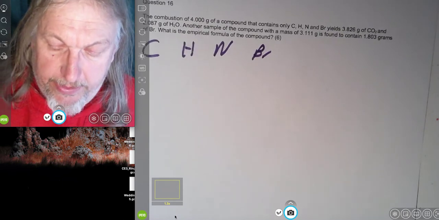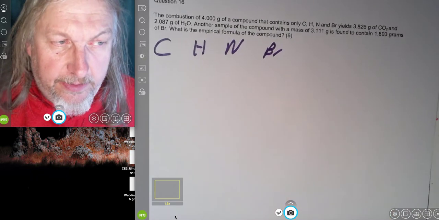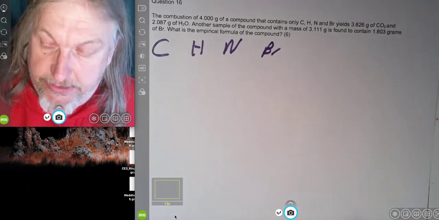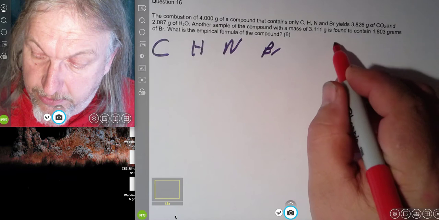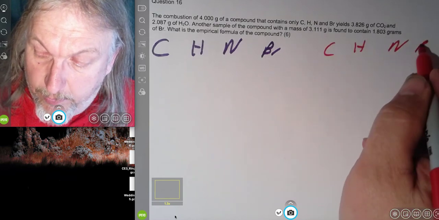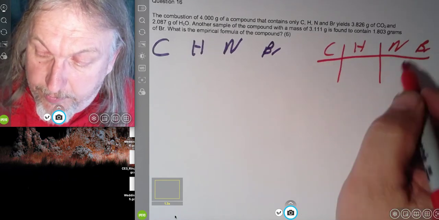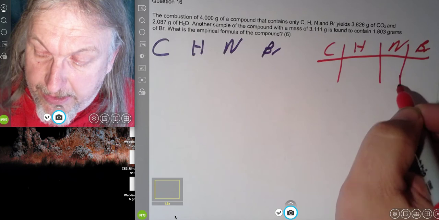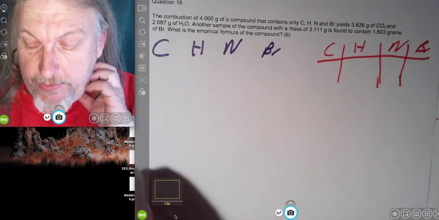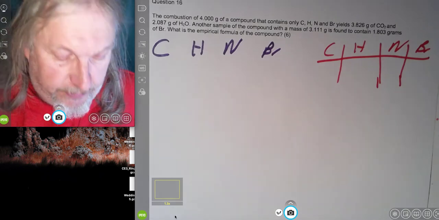So let's go ahead and get our table together, because we're going to have to get the percentages of all of these. So let's go carbon, hydrogen, nitrogen, and bromine. So I've got an empirical formula problem, and I've got a combustion analysis problem. Let's go ahead first, because it's going to be pretty easy, and get the percentage of bromine.